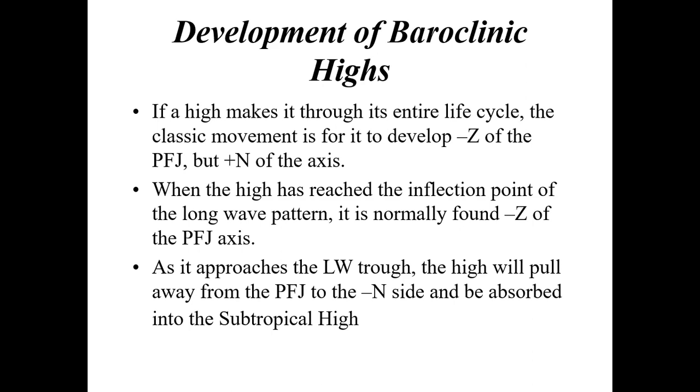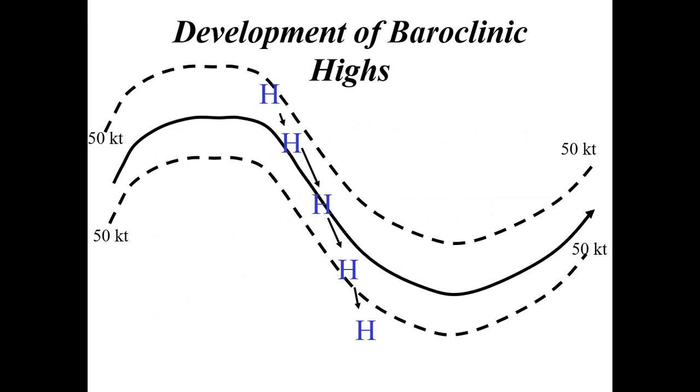Okay, so basically this is the track of a baroclinic high. It's going to form poleward or to the north. The dark solid line on this image indicates the center of the jet stream, basically the jet stream axis. The dashed lines outline the outer edges of the jet stream. And so you notice where the high pressure initially forms to the north of the main jet stream axis. So see how it's above the solid black line.